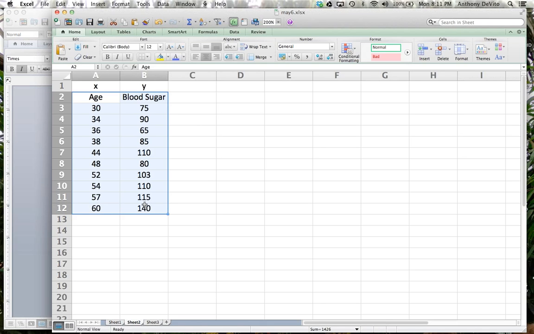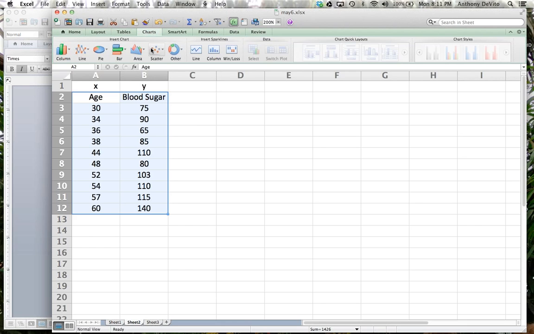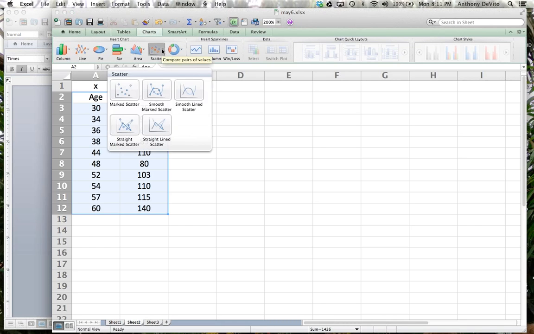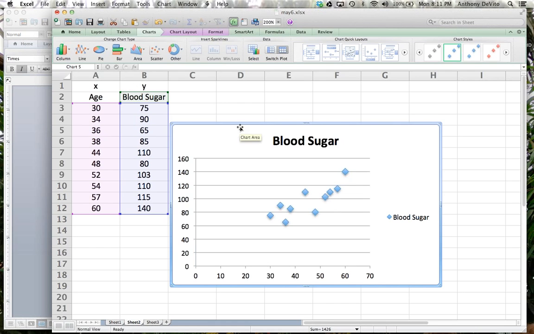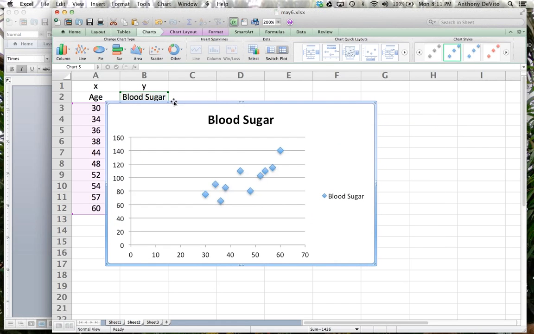I'm going to highlight these two columns and their associated values, and I'm going to go up to the charts. And the kind of chart that I'm interested in displaying is a scatter chart. I'm going to take a simple scatter chart, which is just going to plot these different dots for me on an XY coordinate. I could do this manually, or I can use Excel to do this for me. And here we go. Here is Excel has plotted these values for us.